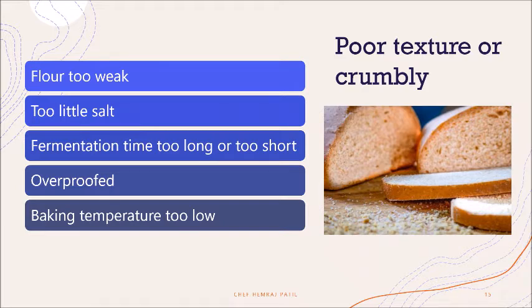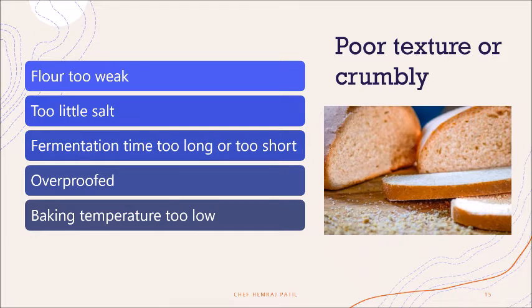Overproofed. Once the dough is made and kept for proofing, if you keep it for more than the required time, then in that case also more gases would be formed, which is not required.